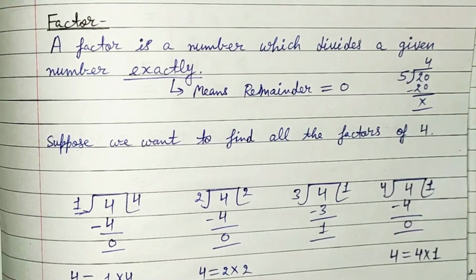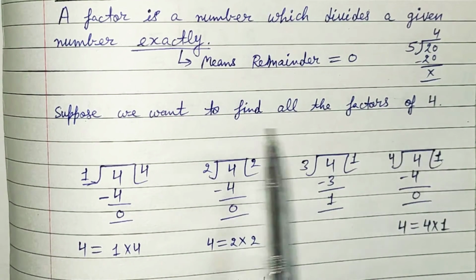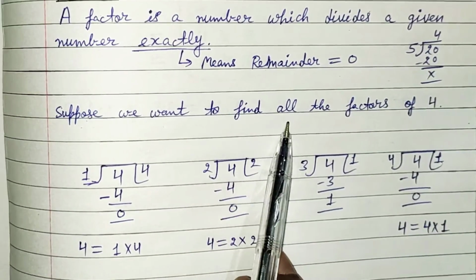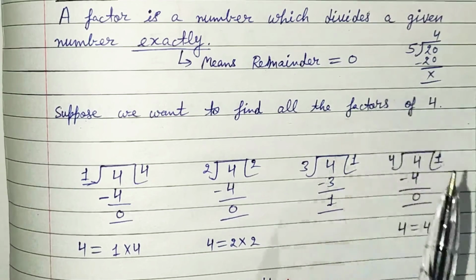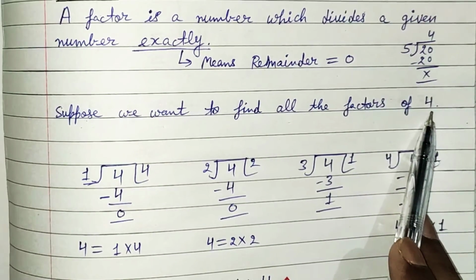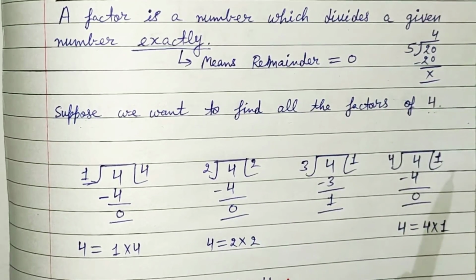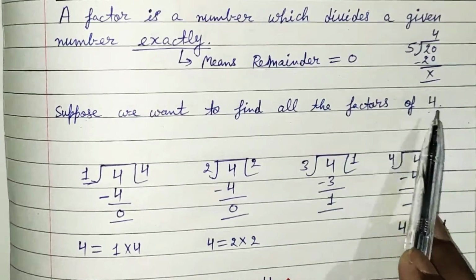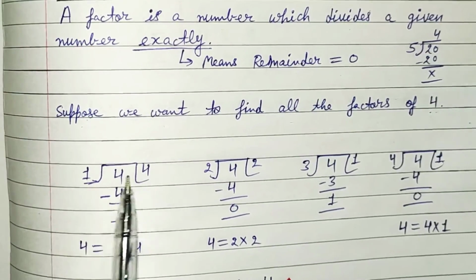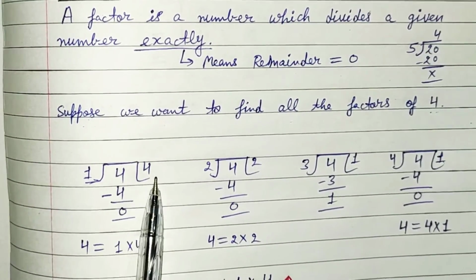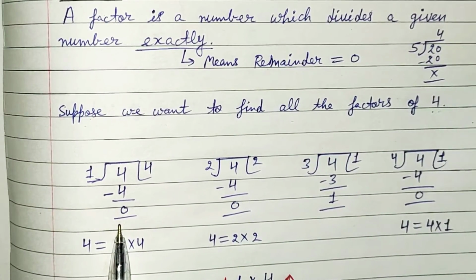Okay. To understand this thing, I have taken one of the easiest examples. So suppose we want to find out all the factors of 4. Now if we talk about the divisor, the divisor should be equal to this number or less than this number, not greater than this number. Okay. So here first I am dividing this 4 by 1. When we divide this 4 by 1, we can divide it 4 times. We will get 1 4s are 4 and remainder is 0.